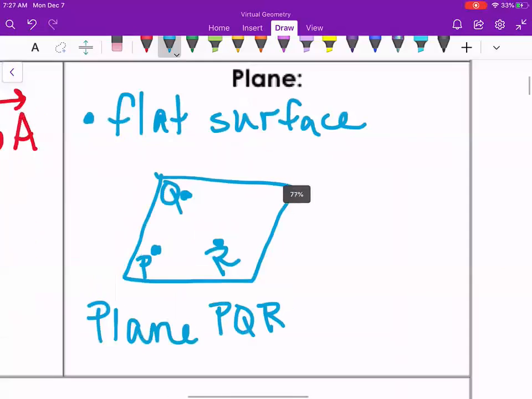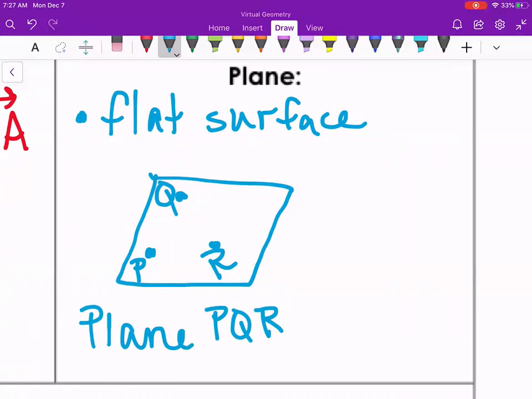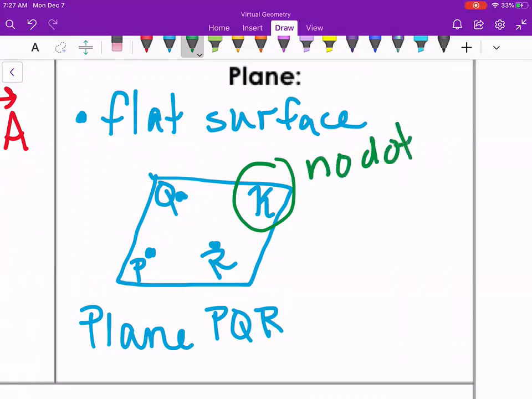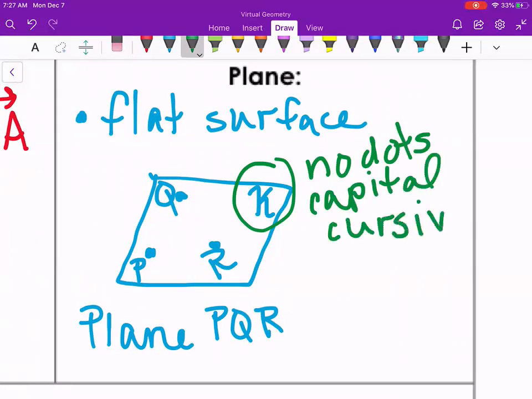The other option we have, remember, this had the capital cursive letter in one of those corners. So notice now there's no dots. That is a capital cursive letter. So then we can also call this plane K, and it's still capital and cursive, that K. So again, if there is not a dot anywhere near a letter on a plane, then that is a name for that plane. It is not a point. So just be very careful with that.